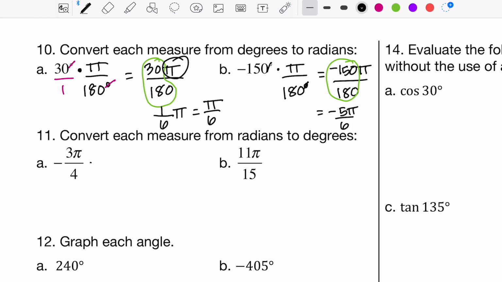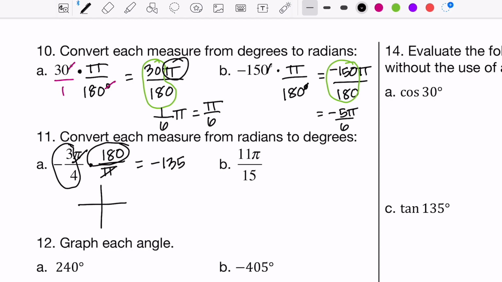And then for this one, it's going to be pi in the denominator because I want it to cancel out. And then 180 in the numerator. And then what I'm going to plug into the calculator is negative 3/4 times 180, and that gives me negative 135.